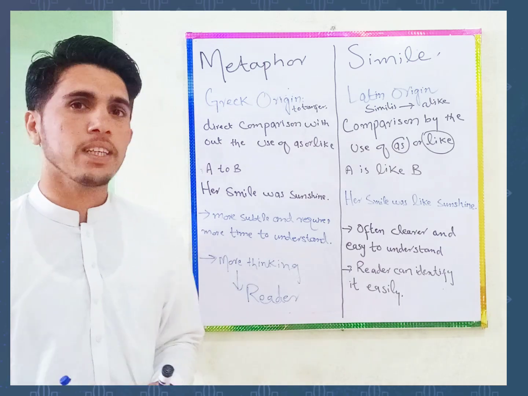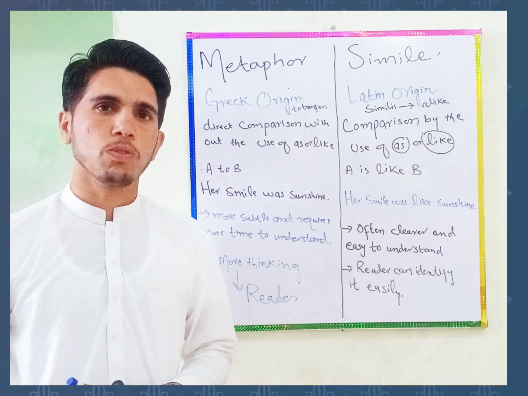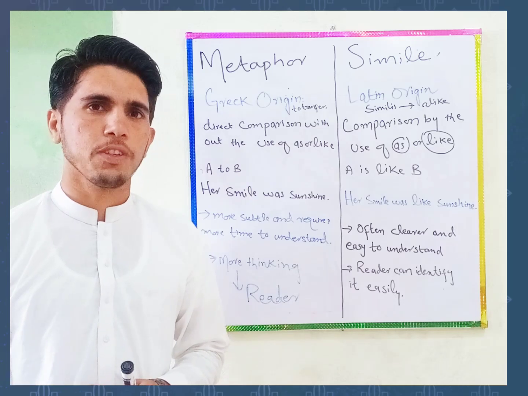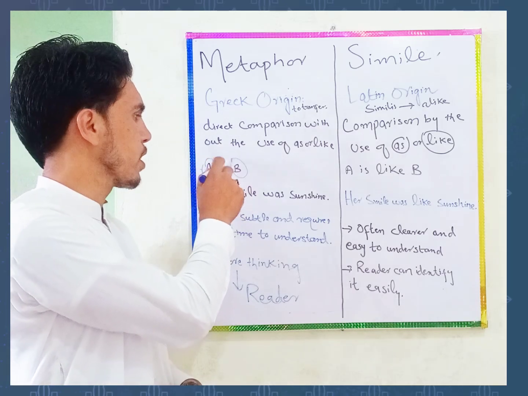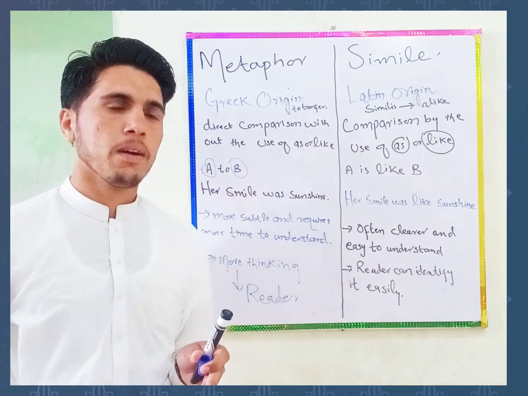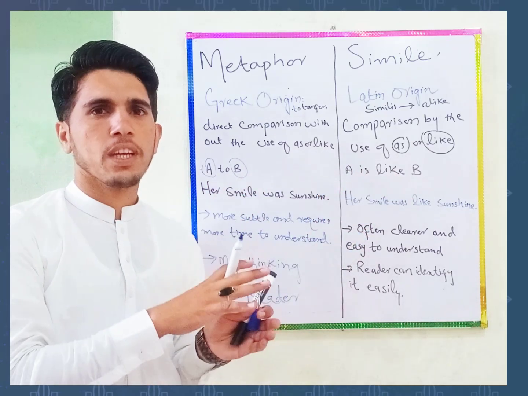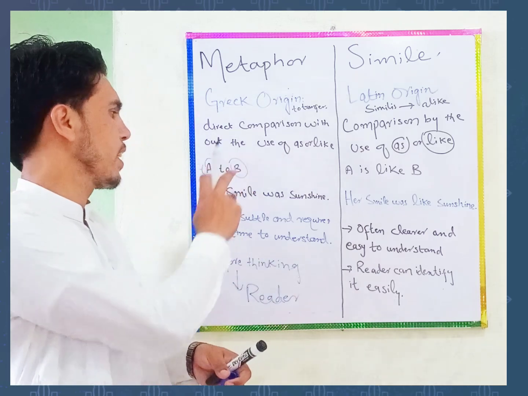For example, we can understand this comparison between simile and metaphor better with the help of a mathematical equation. A metaphor says that subject A is B, while simile says that A is like B. The equation: A is like B, but metaphor says that A is directly B.